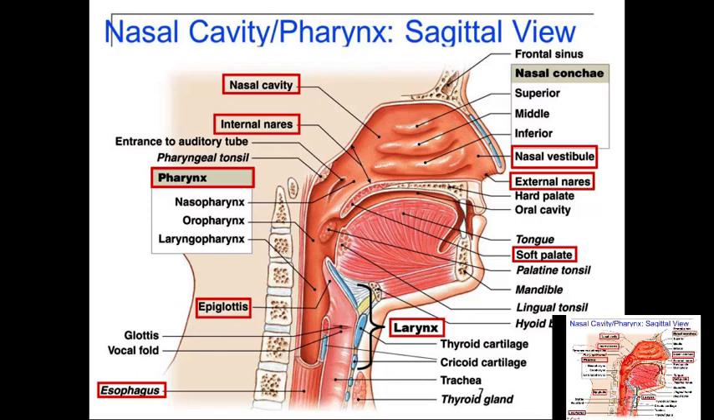Then we have this structure here, which is elastic cartilage. That elastic cartilage is called the epiglottis. The whole idea of the epiglottis is that as you're eating food and food comes into the mouth and we start swallowing it, this flap moves downward, creating a seal and closing off the trachea, the windpipe, so that food is diverted down the posterior pipe, which is the esophagus.